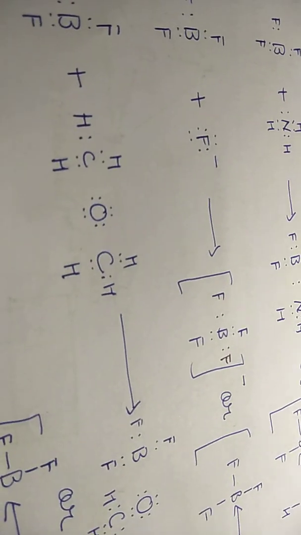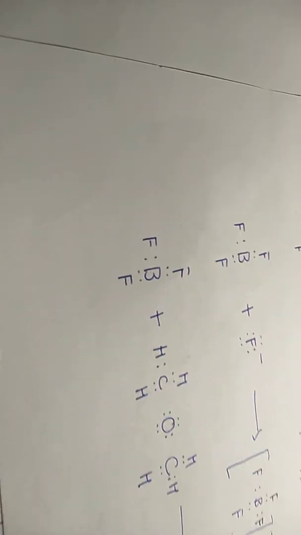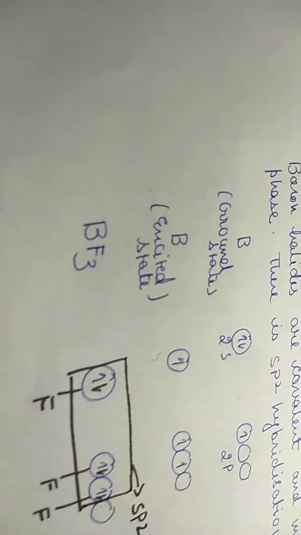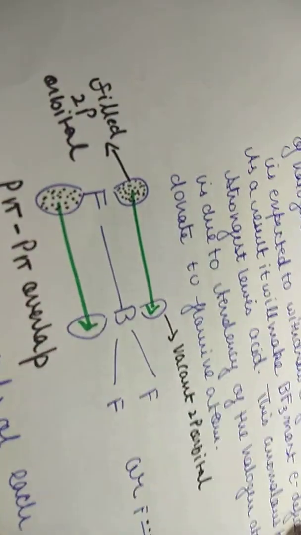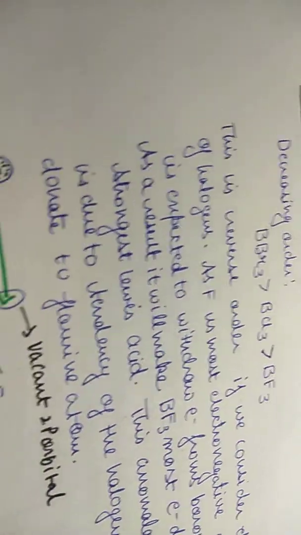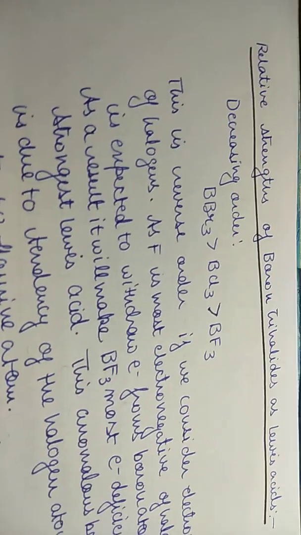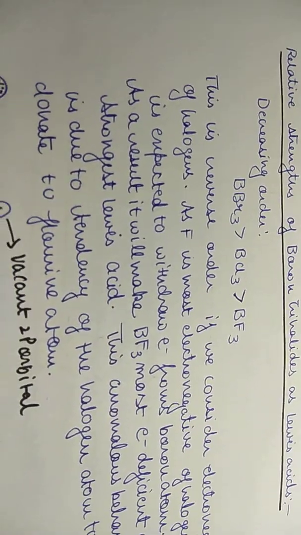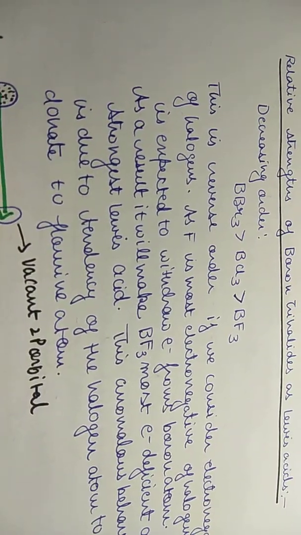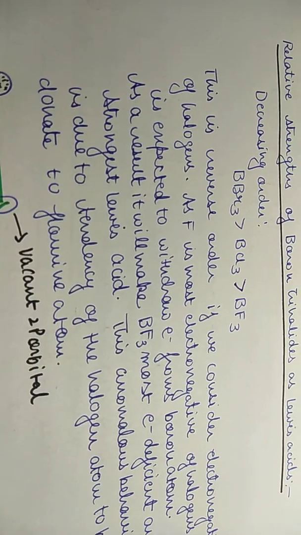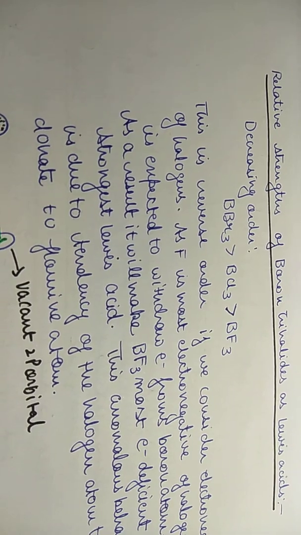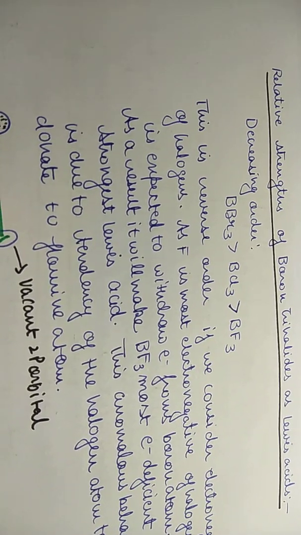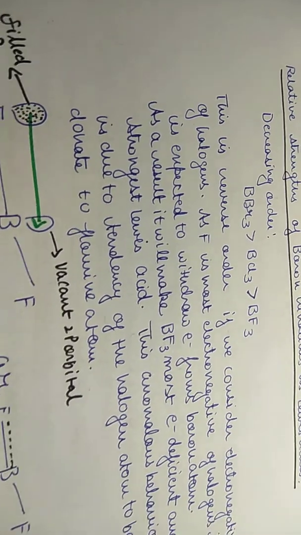Next we have the relative strength of boron trihalides as Lewis acids. What is the relative strength of boron trihalides as Lewis acids? So this is the decreasing order: BBr3 is the strongest Lewis acid, then BCl3, then BF3.